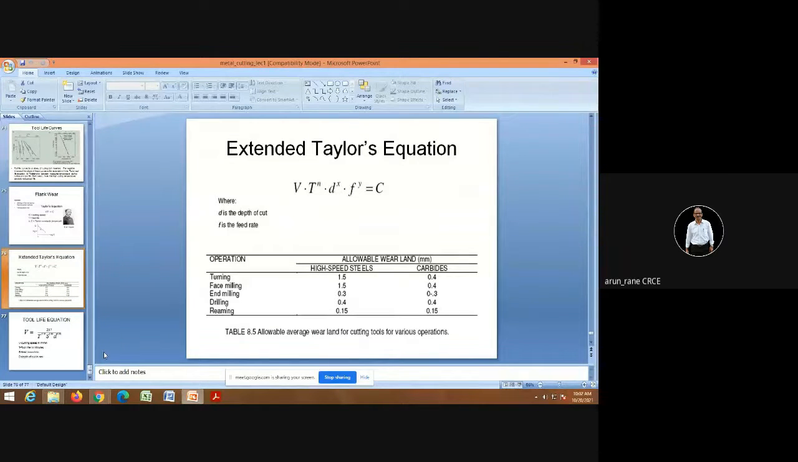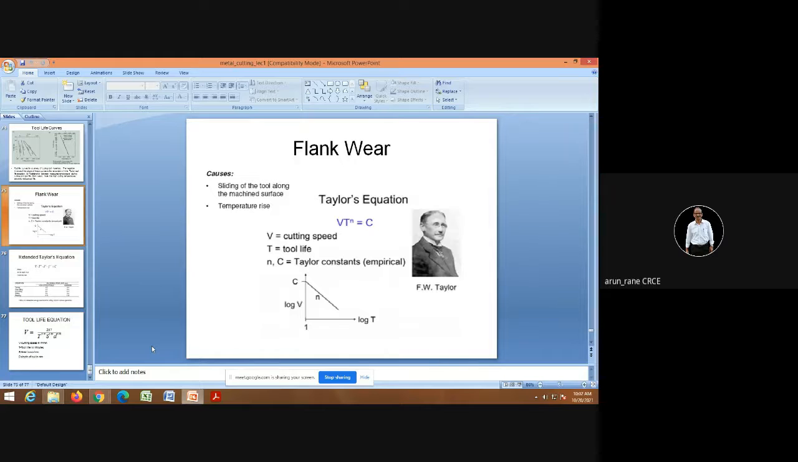There are some corrections, and that's why it is called the extended Taylor's equation. Again, not important from the examination point of view. This is F.W. Taylor, and this is the famous Taylor's equation: V T to the power n is equal to C, where V is the cutting speed, T is the tool life, and n and C are the Taylor constants.